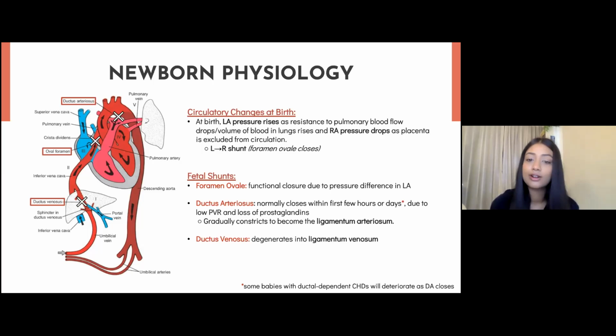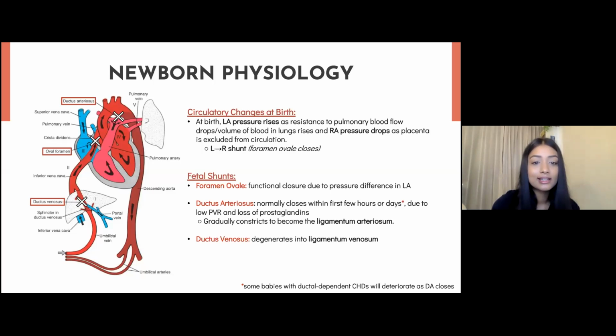The ductus arteriosus normally closes within the first few hours or days of life due to low pulmonary venous resistance, as well as lower prostaglandin levels. But there are some babies that have ductal dependent congenital heart diseases, and this will be the time where they will deteriorate. So the time where the ductus arteriosus is physiologically closing can be when they present with more severe symptoms, but we'll discuss this a bit more later. The ductus arteriosus should close around this time, and if it doesn't, then it would be classified as a PDA, or a patent ductus arteriosus, but again, we'll discuss that more later.